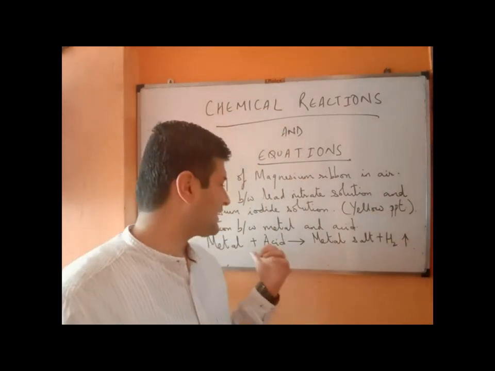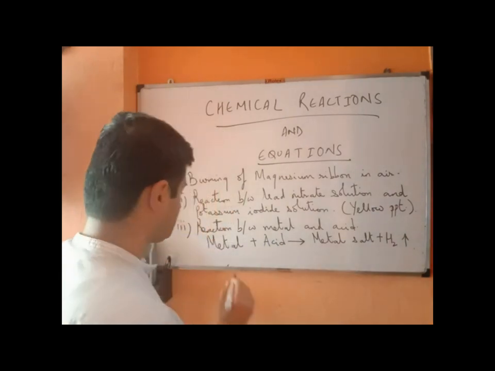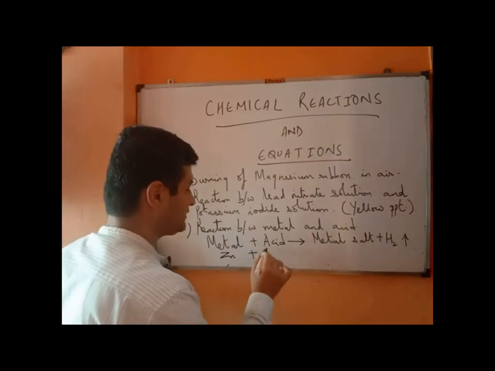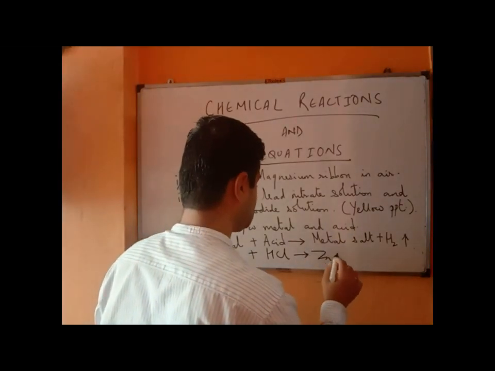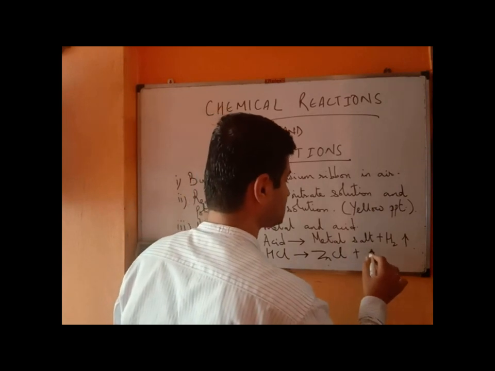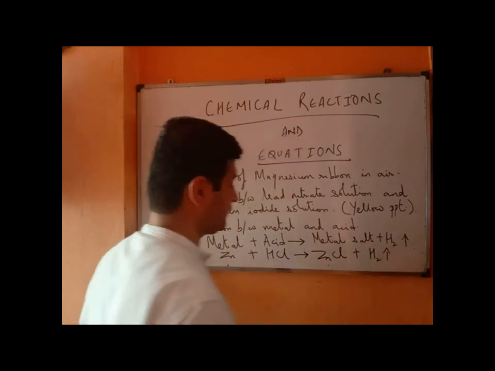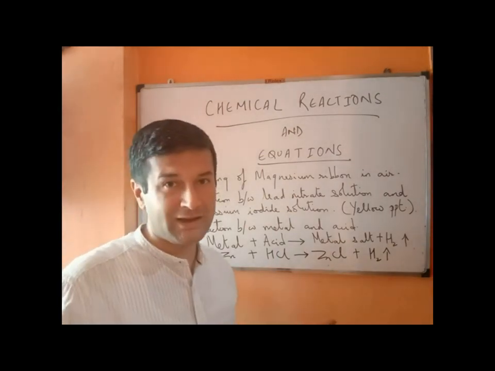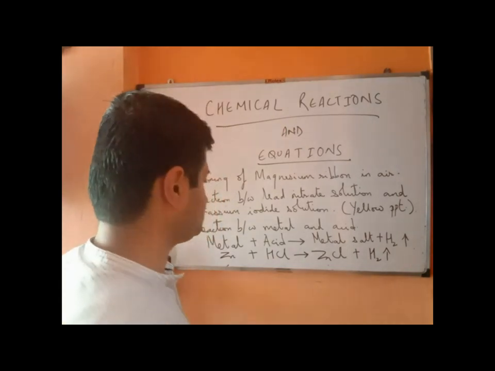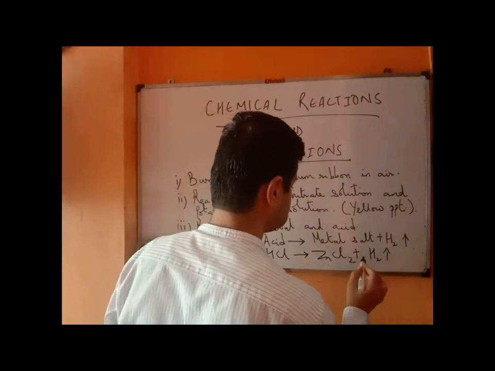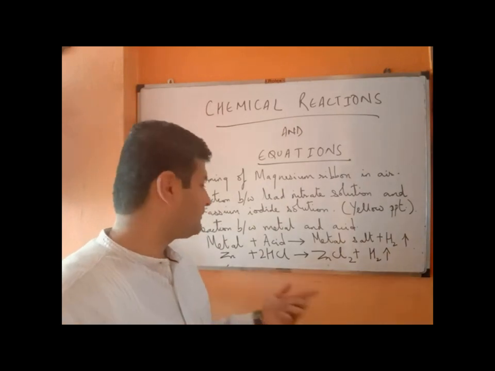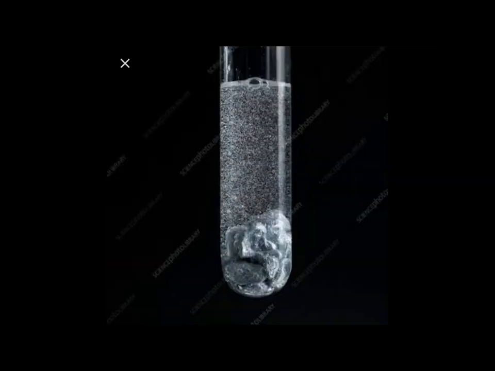Let us see this reaction by taking one example. Zinc plus HCl, that is hydrochloric acid, gives ZnCl plus hydrogen gas evolved. However, this reaction is not balanced, so we have to balance the reaction. So in this way we can balance this reaction. Here in this image you can see, when we add zinc to hydrochloric acid, the bubbles of hydrogen gas are coming out.